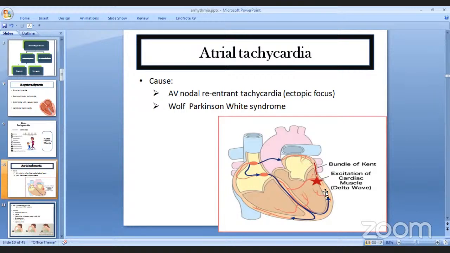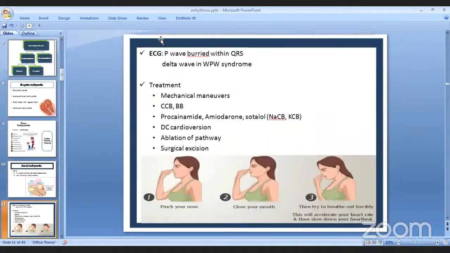So in this case, from here the conduction comes back to the atria and another circus pathway forms. This causes heartbeat tachycardia, and it's going to get very dangerous in this situation. I hope it's clear.